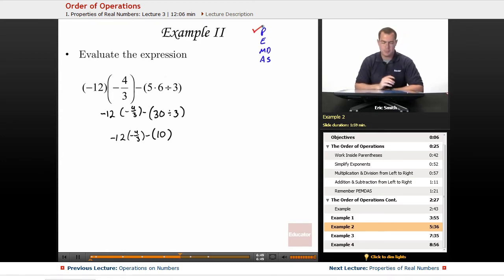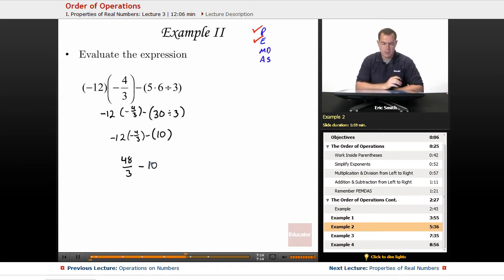Now on to exponents, but I don't see any exponents here. So now on to multiplication and division. Well, I do have a multiplication. I got a negative 12 times a negative 4/3. Well, negative times a negative would give me a positive. Multiplying on the top, that would be a 48 all over 3.